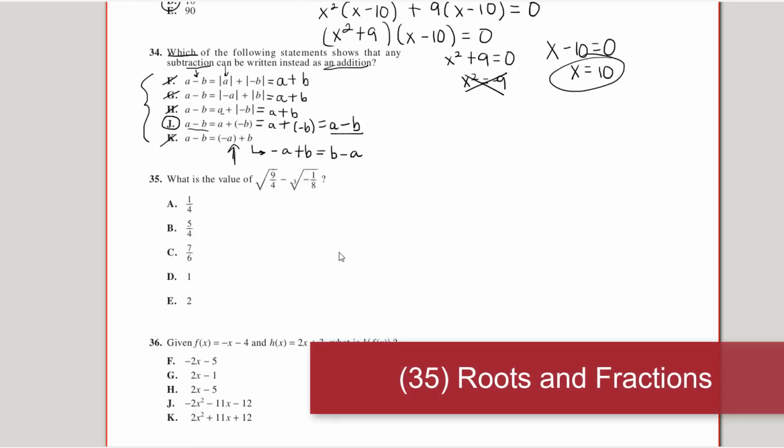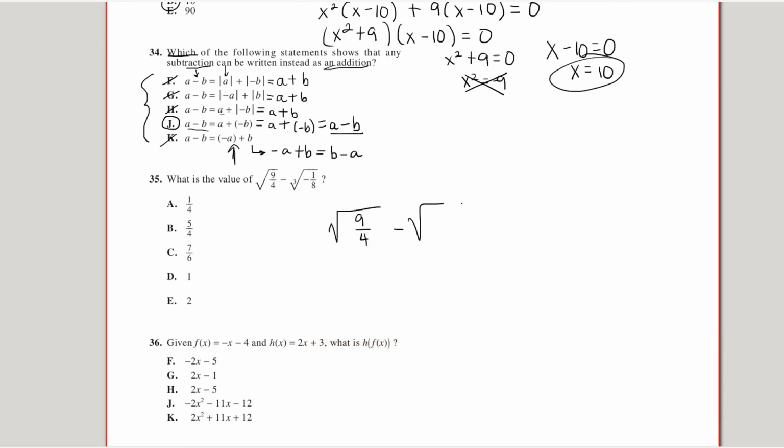Number 35, we've got to evaluate a square root and a cube root. We're looking for the value. So we have the square root of 9/4 minus the cube root of negative 1/8. When we take the square root of a fraction, it's the same as taking the square root of the numerator and the square root of the denominator. And we can do the same thing for the cube root, so we'll do the cube root of 8. Now the square root of 9 is just 3, and the square root of 4 is 2. So we have 3/2 minus the cube root of negative 1.